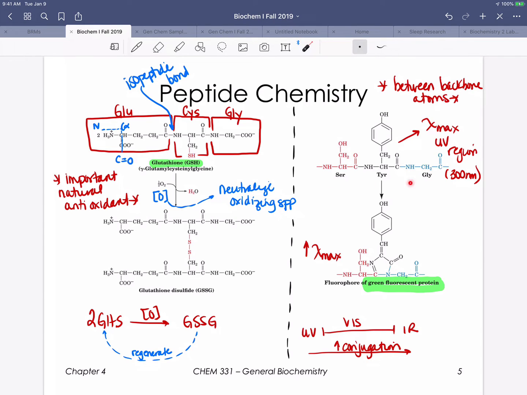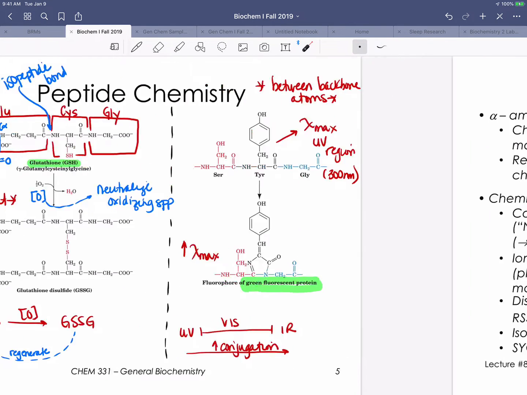Now, what happens here when we have this stretch of amino acids is we have the ability to extend the conjugated system. That makes it redshifted, so a longer wavelength, so we increase lambda max. And we actually push it so far that we get it out of the UV region and into the visible region so we can see things. So again, as we increase conjugation, we're going to allow things to be colored. Lots of molecules that we'll look at that are colored have extended conjugated systems, so it pushes that lambda max into the visible region.